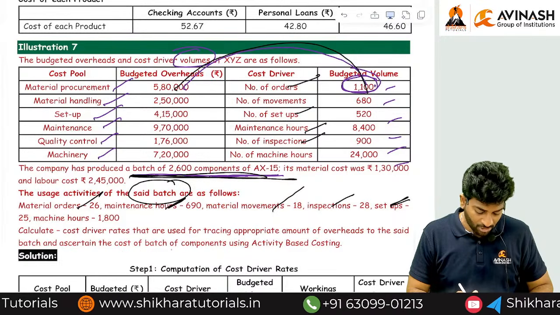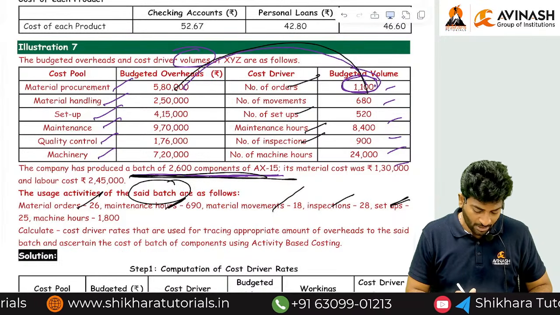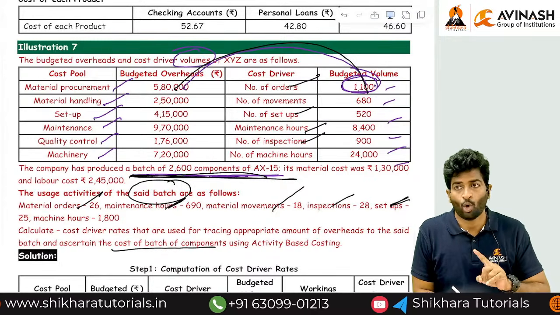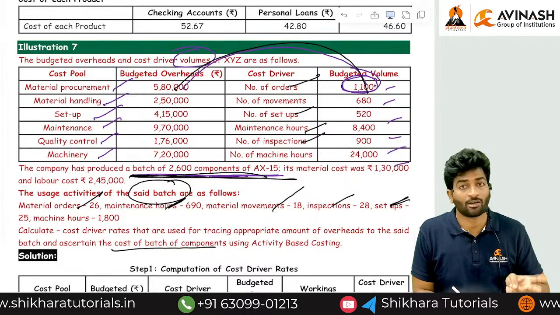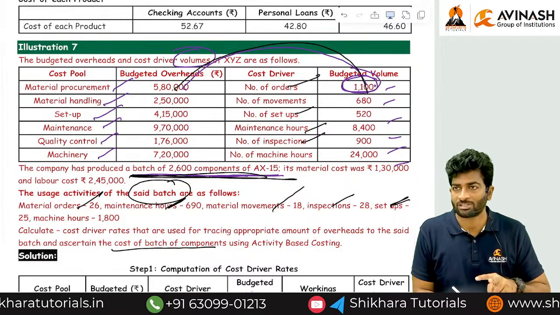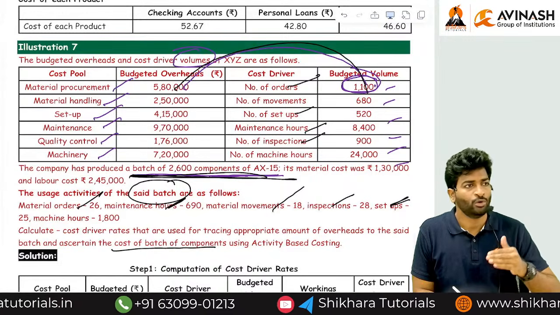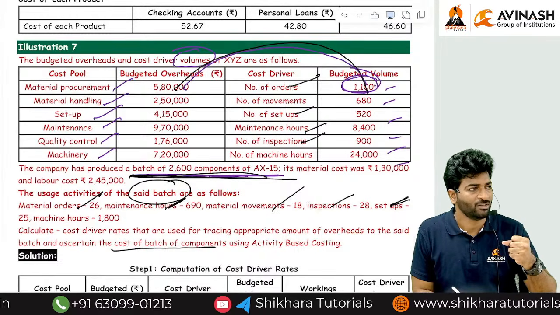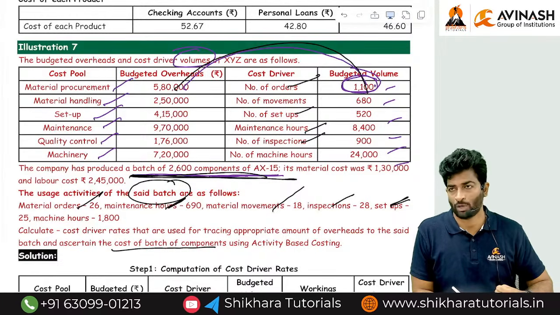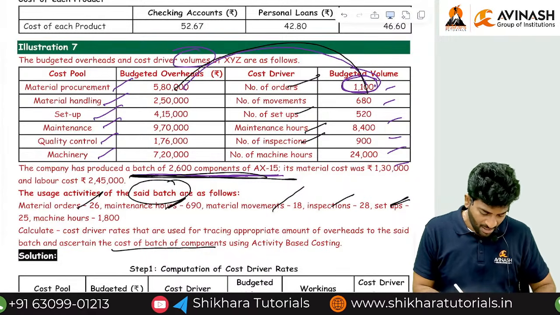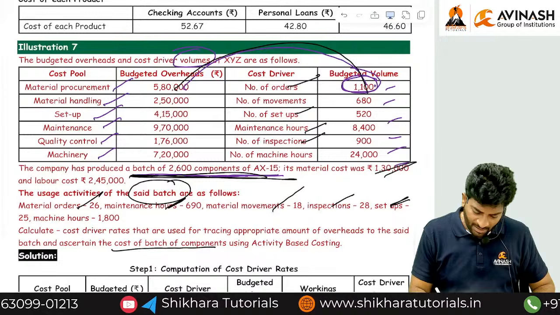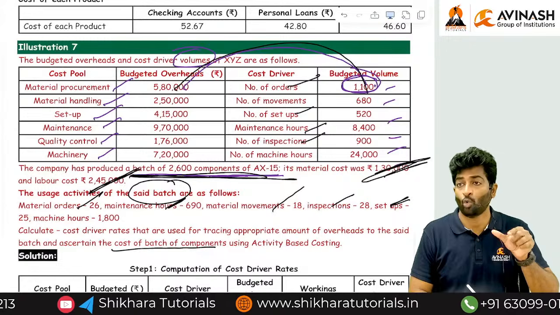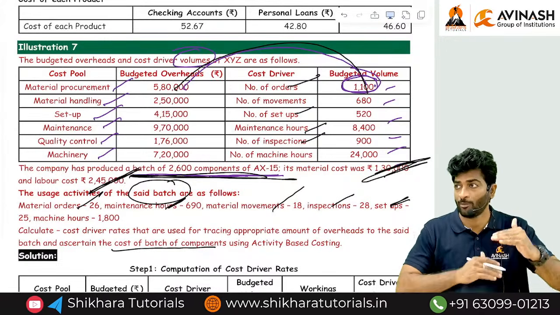And ascertain the cost of the batch of components using activity based costing. Cost of the batch of components. They are not asking us to calculate overhead cost, they are asking us to calculate cost, maybe factory cost, maybe total cost. So your cost statement or cost sheet starts with elements like material first, next labor, followed by overhead. Material cost, I think they gave you 1,30,000. Labor cost 2,45,000. Below that, I'm going to write overhead, and under that overhead, I'm going to get 6 items.